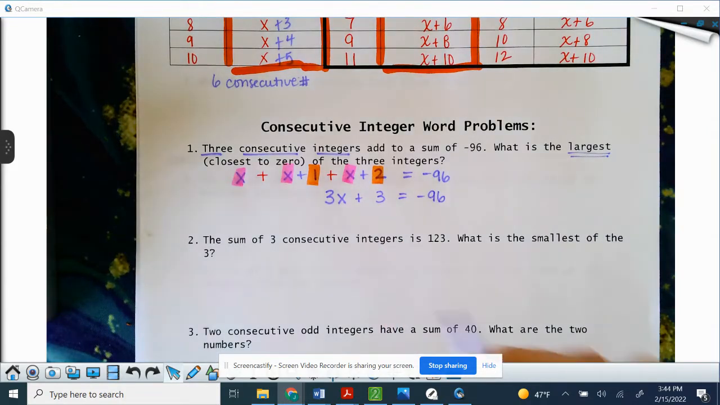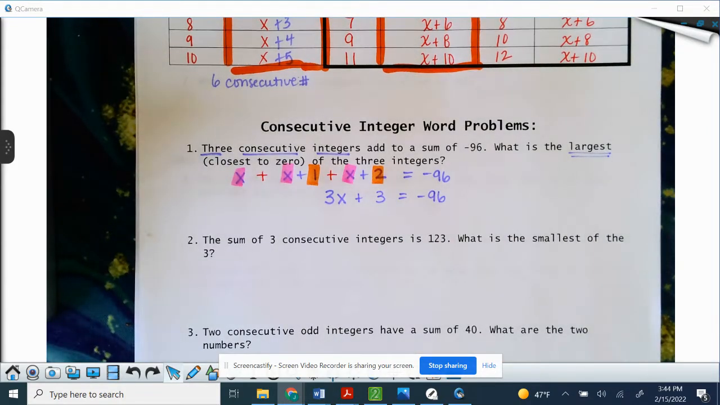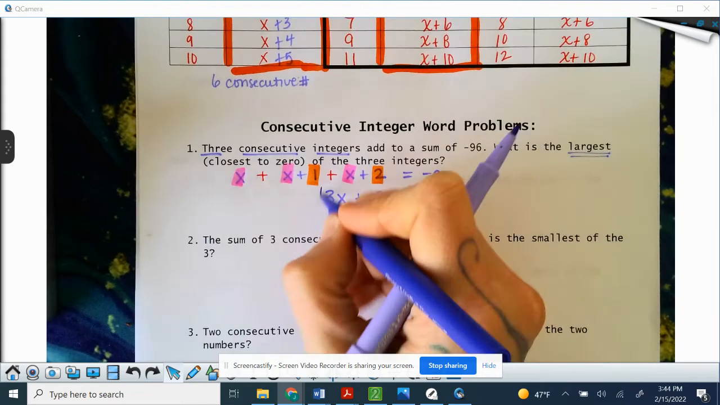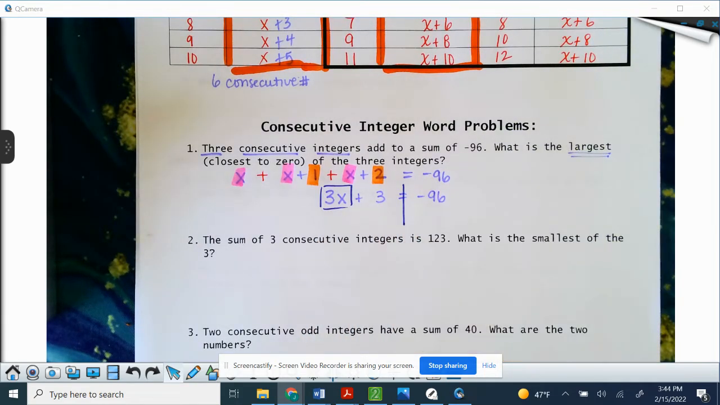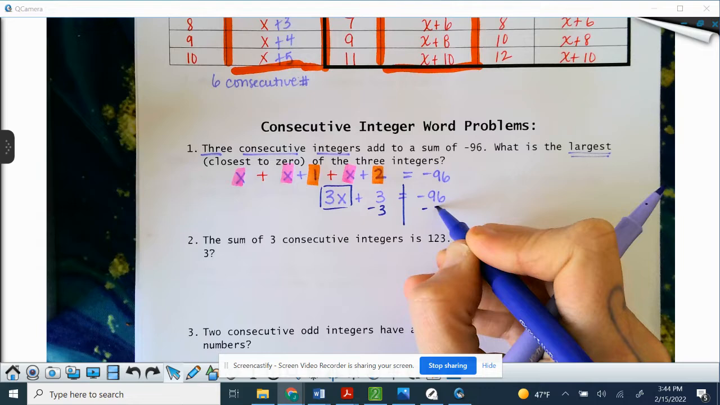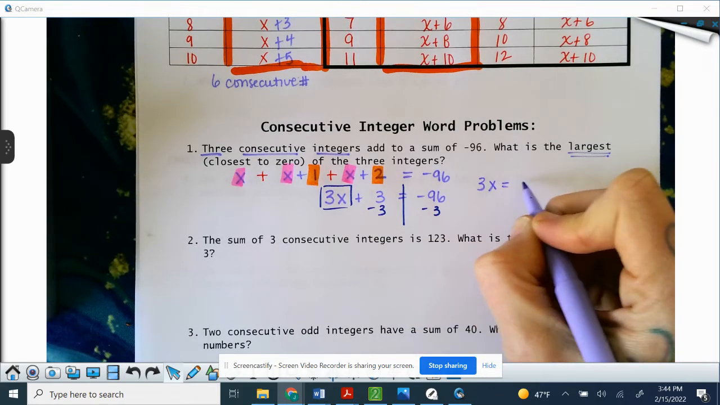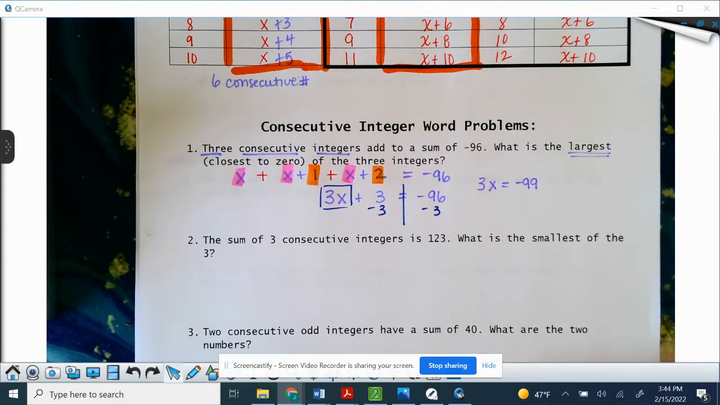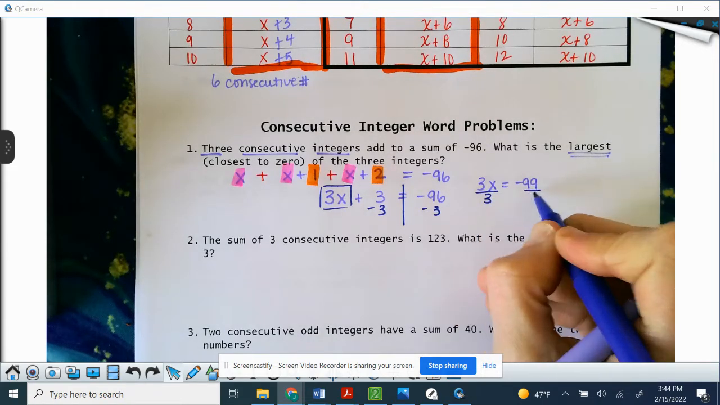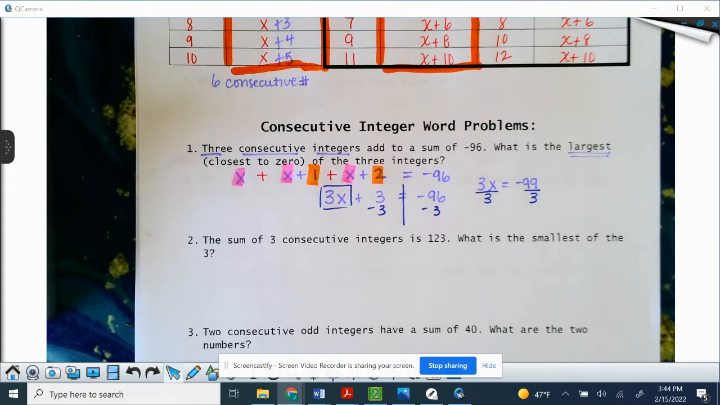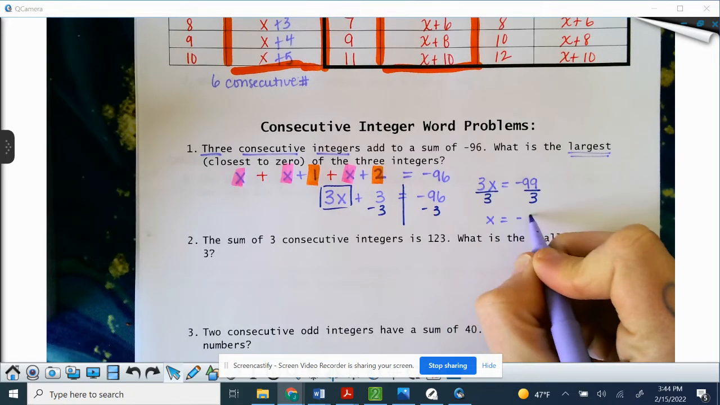So I need to get my 3x by itself. So I'm going to subtract 3 because this is my big great divide. I'm going to minus 3 from both sides. And that gives me 3x equals a negative 99. Divide by 3, just like when we were solving regular equations. And x is going to equal a negative 33.